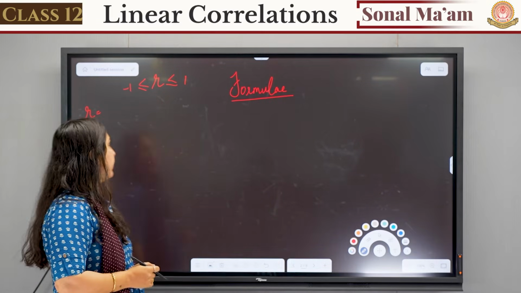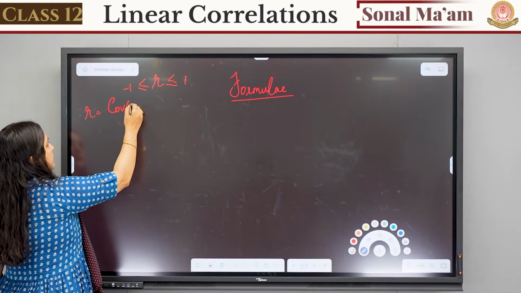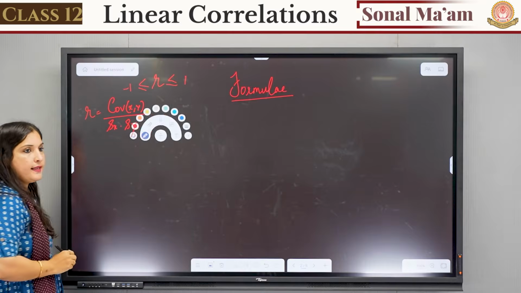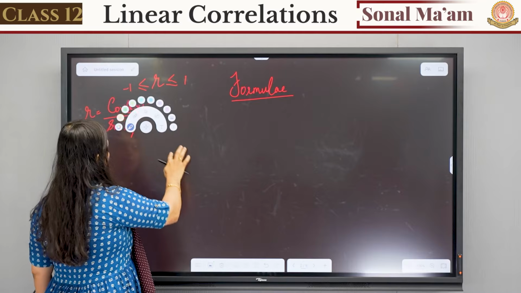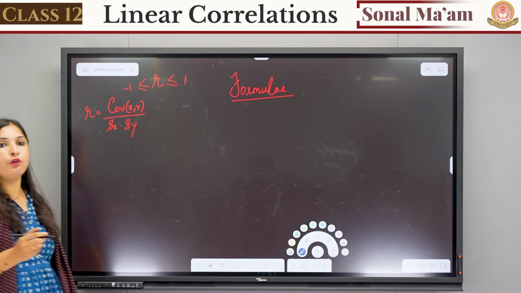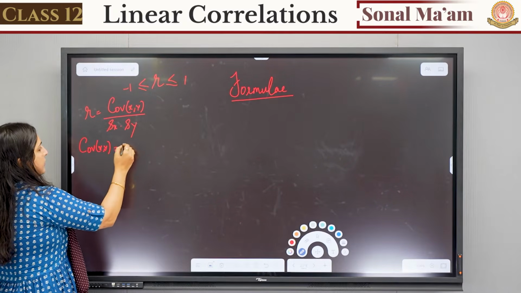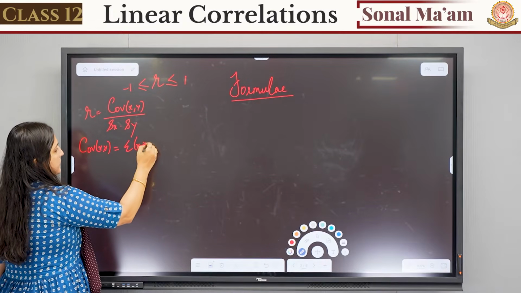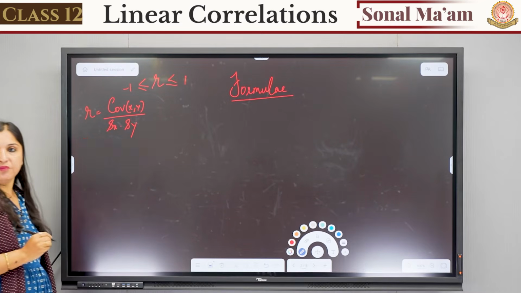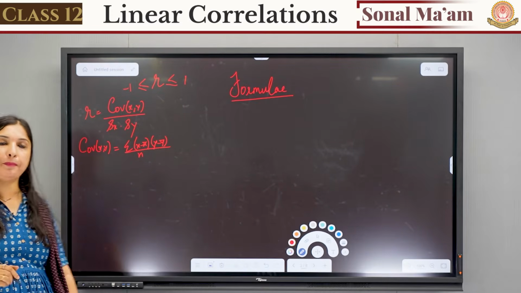Okay, fine. So the initial formula of finding the correlation, what did we learn? The initial formula was covariance xy divided by sx into sy. Now, how do we find covariance? To find covariance xy, the formula is summation (x minus x bar)(y minus y bar) divided by n. Is it clear? That is the formula for covariance.